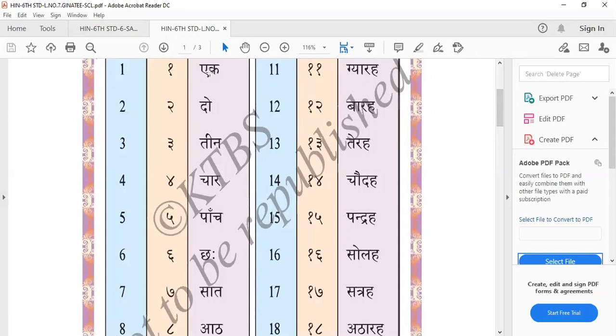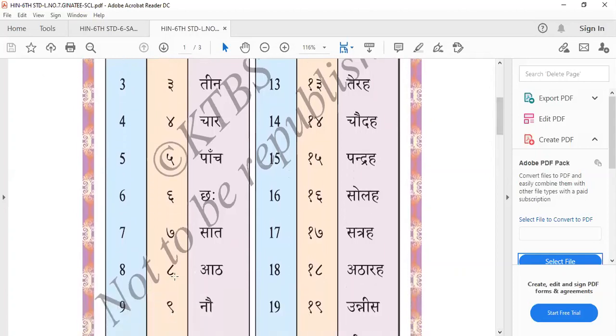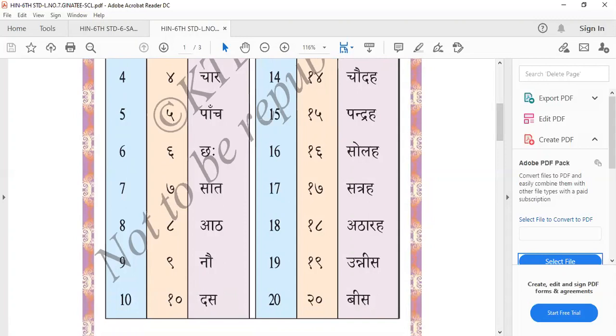1, ek, ek. 2, do, do. 3, teen, teen. 4, char, char. 5, panch, panch. 6, che, che. 7, sat, sat. Next, 8, art, art. 9, now, now. Next, 10, thus, thus. Okay, we learn now 11 to 20.